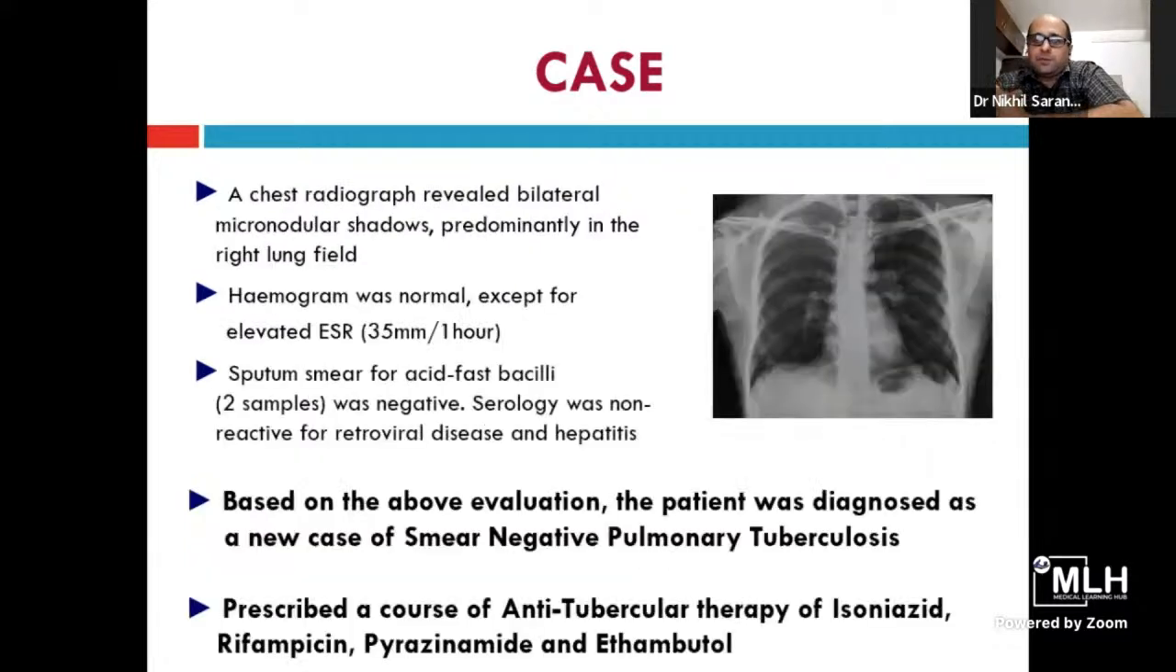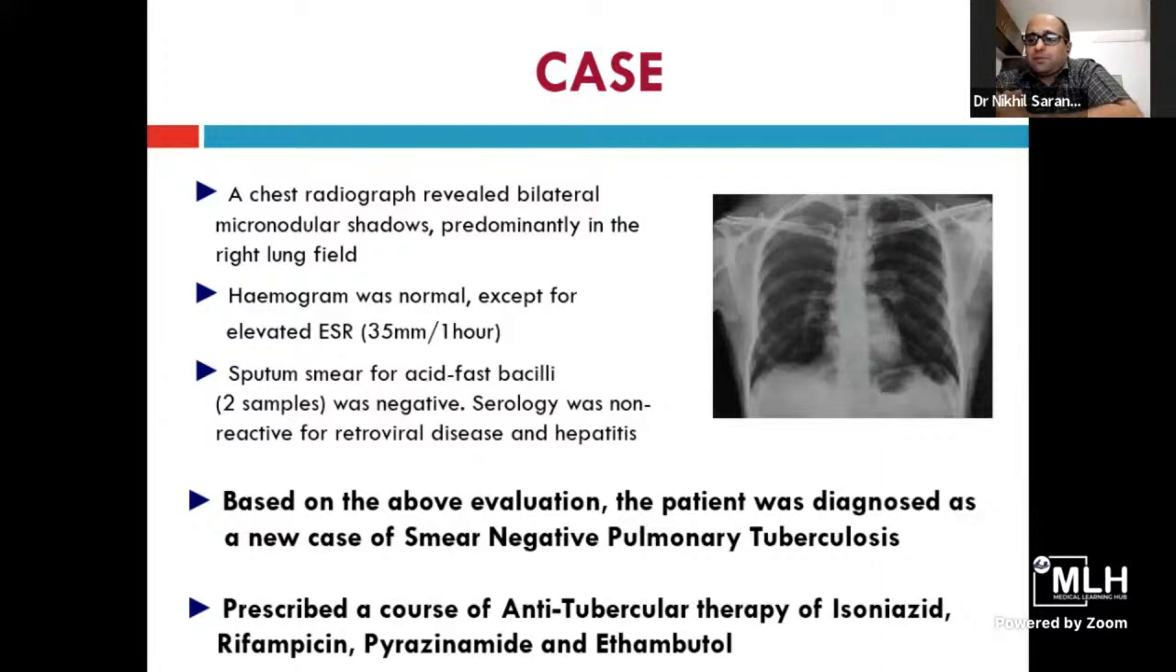So the first thing that we always do is take a chest x-ray. I told you chest x-ray is important even when you are looking at extrapulmonary TB. So the chest radiograph revealed some bilateral micronodular shadows in the lung field. And for those of you who are good at reading x-rays, please take a good look at the x-ray here. You would get a clue as to the diagnosis. What is the comorbidity that is associated with TB over here? Hemogram was normal except for a mildly elevated ESR, which again will happen in any chronic infection such as TB.